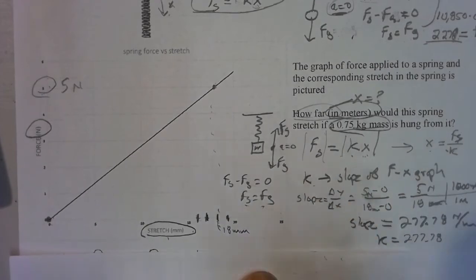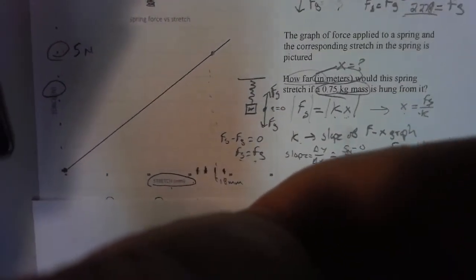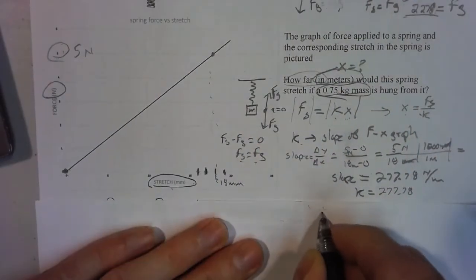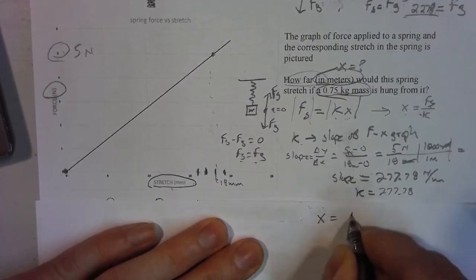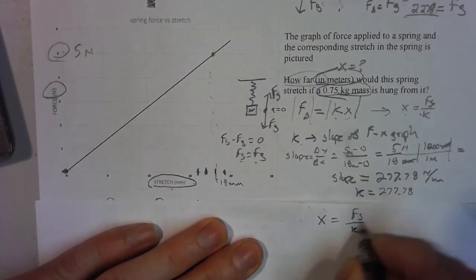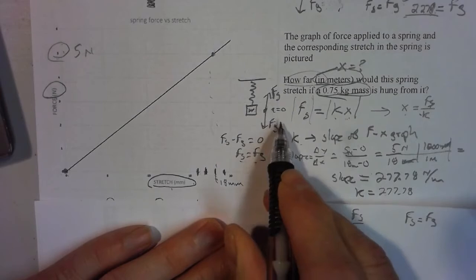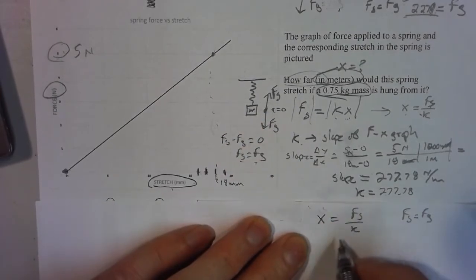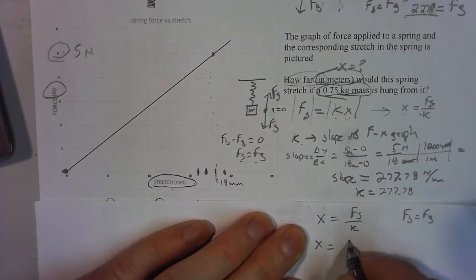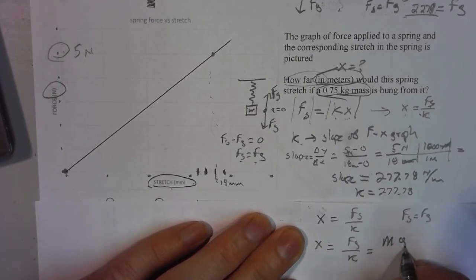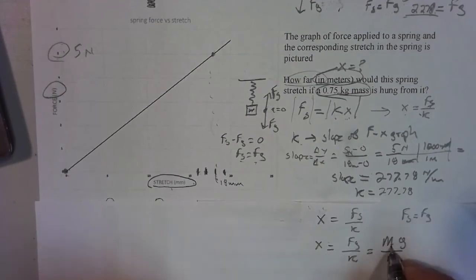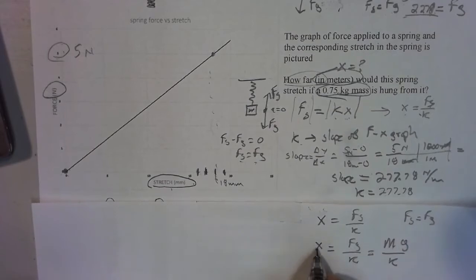Now I'm going to move that down and stretch out my picture here. So we've got that x is force of the spring over K. But we also know that the force of the spring in this case is equal to the force of gravity because it's hanging in equilibrium. It's not always true, but it is now. So that stretch is going to be the force of gravity over K. And force of gravity is m times g, but that m has to be in kilograms.